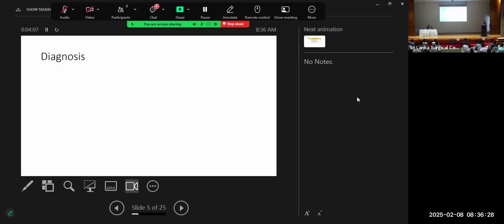What is the radiological evidence? Ultrasound evidence or CT. Ultrasound or CT. Is that correct? Is ultrasound a good investigation for pancreatitis? No, sir. Why? Because the pancreas is a retroperitoneal organ, so it's obscured by the bowel gas.